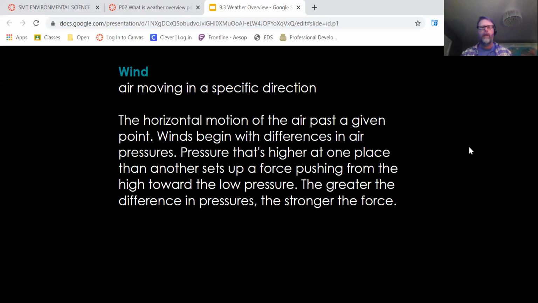Okay, so remember, we have all these different temperatures and pressures set up because the Earth is at a tilt, it's spinning, and it's getting different temperatures throughout the different seasons. So these pressures are always shifting, and it's always driving the winds across Earth.